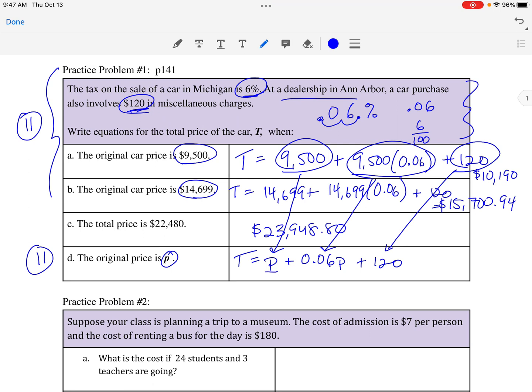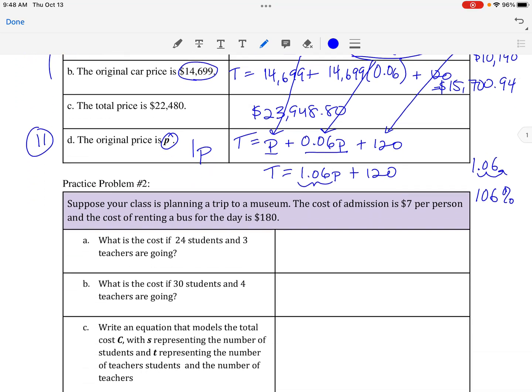Now, these are like terms. They both have the same variable raised to the same power, P. So we can combine those. And remember, when a variable is written by itself, the other way to write it is putting a 1 as the coefficient. So here we have 1P plus 0.06P. Combining those together would be 1.06P plus 120. Now 1.06, if we convert that back to being a percent, moving the decimal twice to the right, that's 106%.